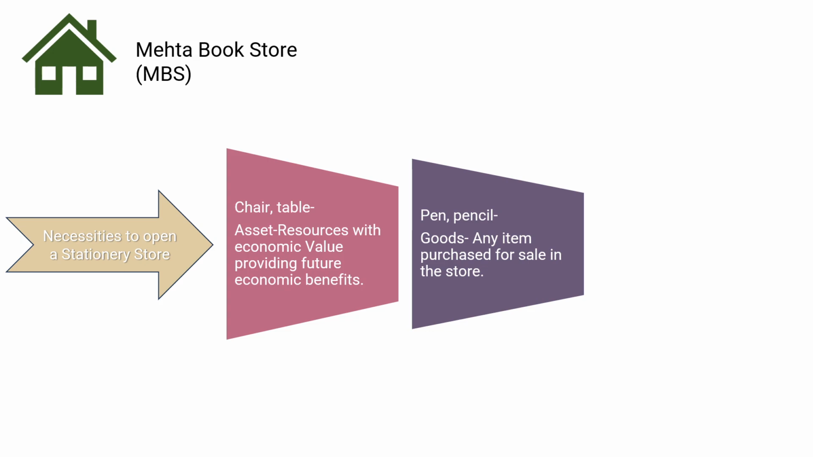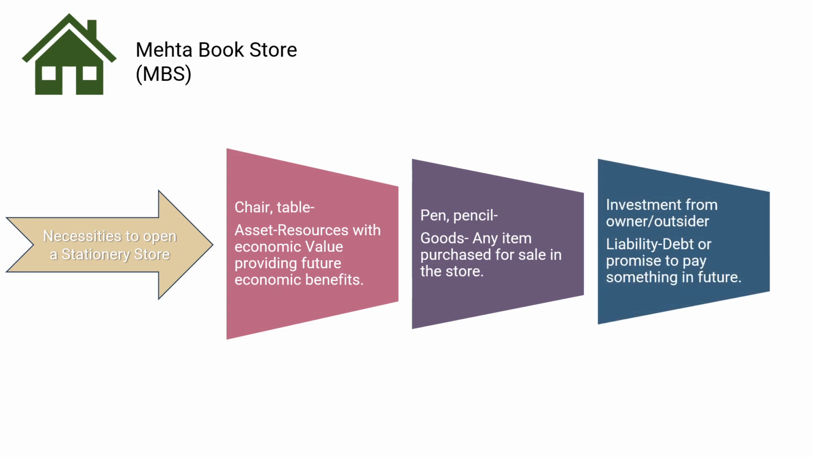Okay, be very clear in differentiating between assets and goods. Assets are not for the purpose of sale. Goods are anything which is bought for the purpose of selling it in the normal course of your business. Now going back to the grocery example, suppose Mr. Mehta has opened a grocery store, so in the grocery store the rice, grams, all of these are goods. Okay, so anything which is purchased for the purpose of selling, those are called the goods.